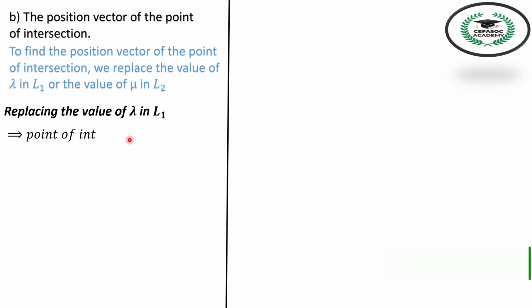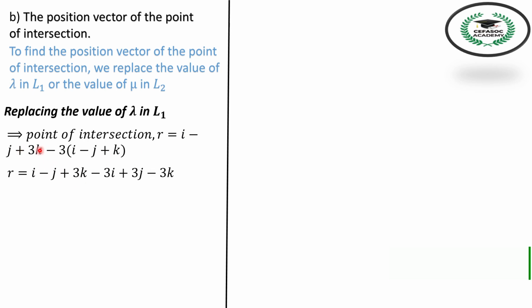So I replace the value of lambda in L1. I will get that the point of intersection will be R. Now R is equal to i minus 3j plus 3k, minus 3, because lambda is minus 3, into i minus j plus k. So it means that my R will be i minus j minus 3k. Open out the bracket with 3, we have minus 3i plus 3j plus 3k minus 3k. So our R will be equal to i minus 3i, which is minus 2i. Negative j plus 3j is 2j, and then 3k minus 3k is 0. So the position vector of the point of intersection is negative 2i plus 2j.